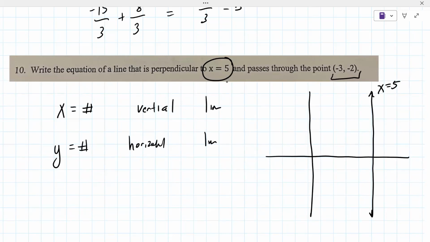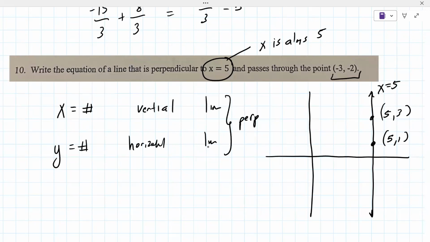And if you're wondering how to remember this, one thing that I found is really useful is I think of it this way: x is always 5. So what do I mean by that? Well, if I pick this point right here, x is 5 and y is 1. And if I pick this point here, x is 5 and y is 3. What is x? Well, x is always 5. Okay, so that's how I remember that. So a vertical and a horizontal line are always perpendicular. So the answer to this problem is y equals something.